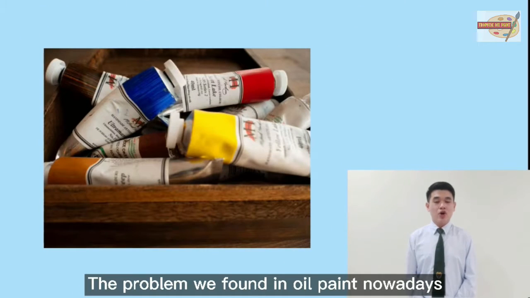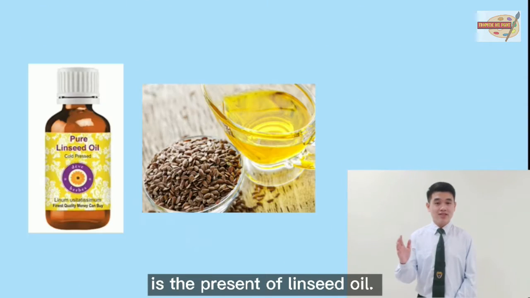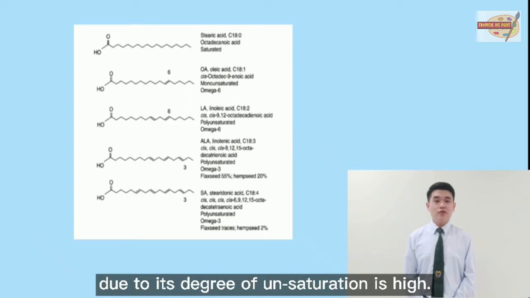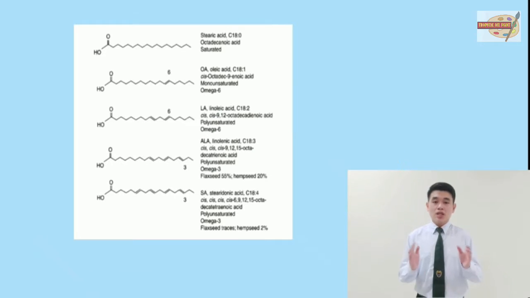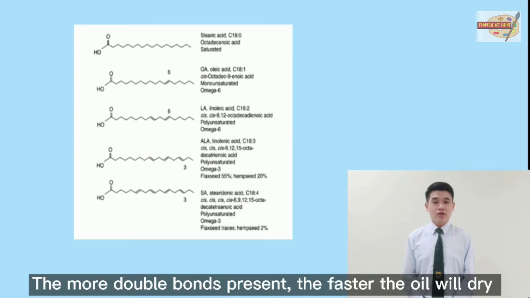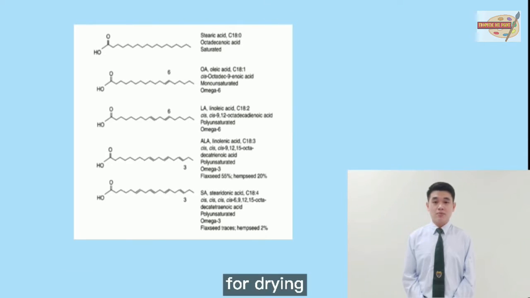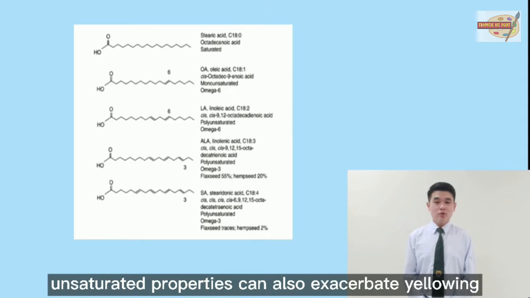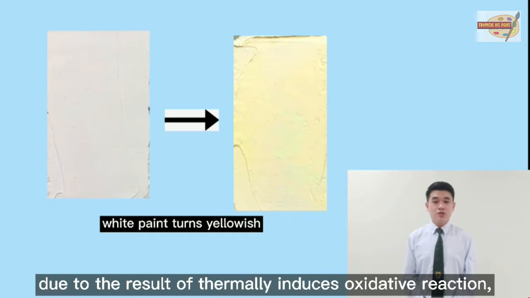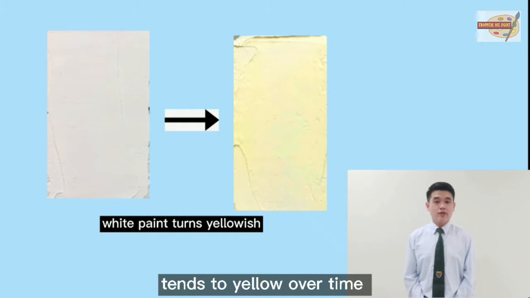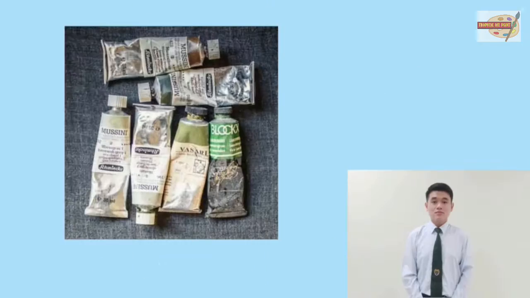The problem we found in oil paint nowadays is the presence of linseed oil. Linseed oil poses the fastest drying time due to its degree of unsaturation is high. The more the bubble presence, the faster the oil will dry, as the bubble provides a reactive site for mechanisms responsible for drying. However, unsaturated properties can also exacerbate yellowing due to the results of thermally induced oxidative reaction. Thus, the oil paint made by linseed oil tends to yellow over time as it dries.